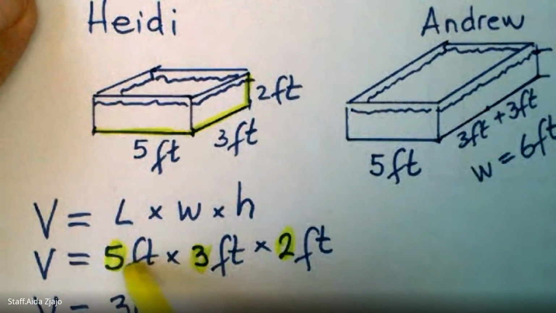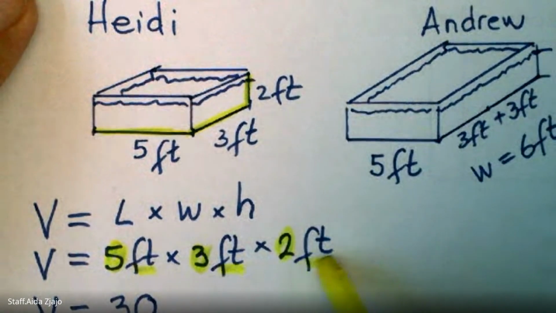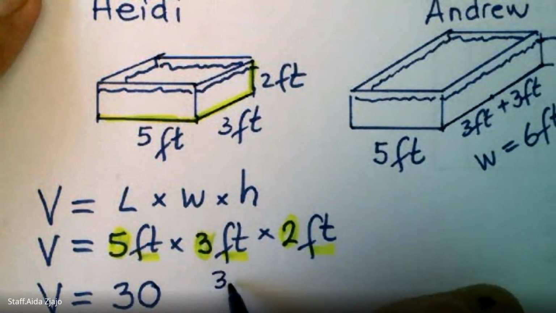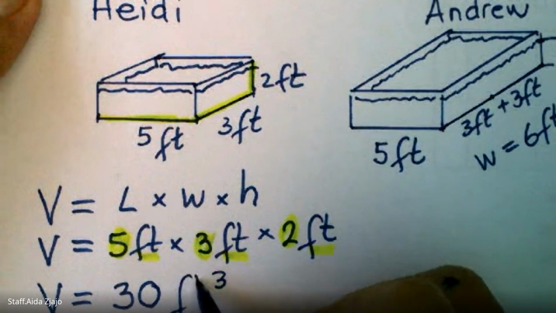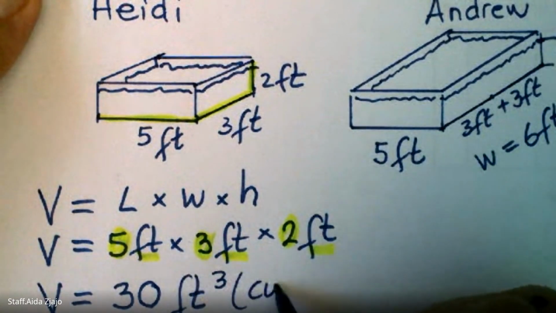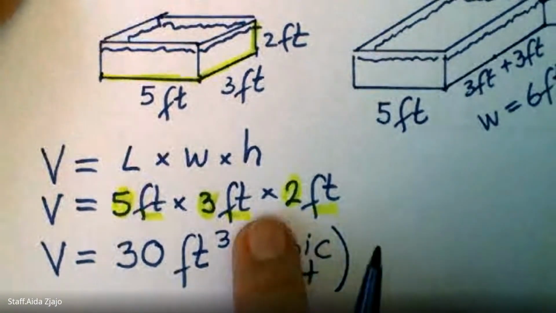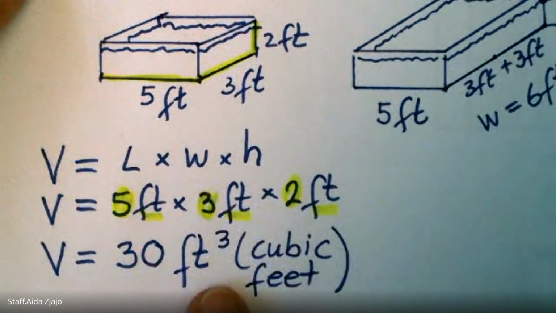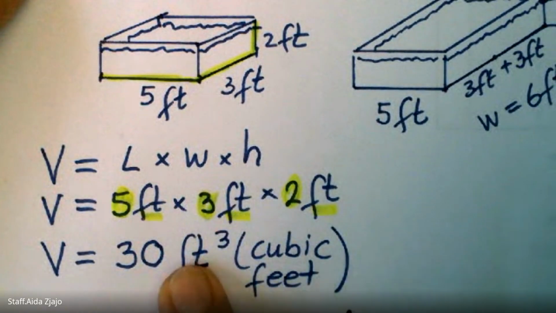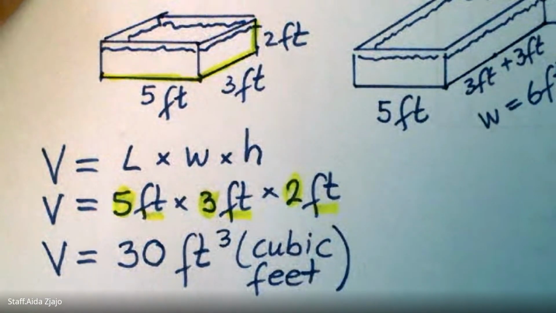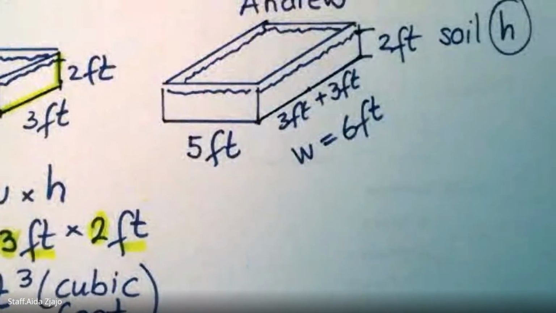But feet times feet times feet is cubic feet. That is feet to the power of 3, which means cubic feet. So she needs 30 cubic feet of soil for her flower bed. And then we will calculate how much he needs.